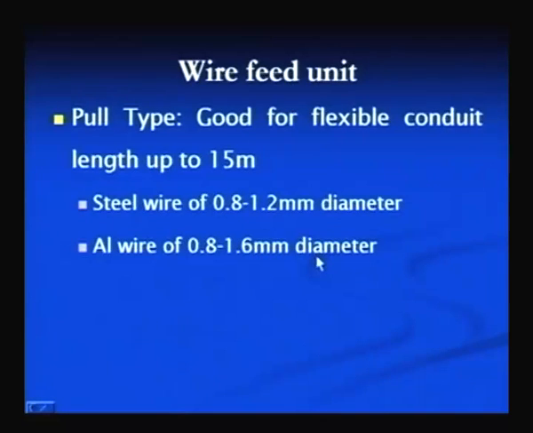Under the pulling conditions, chances for bending of the feed wires are less, and that is why even small diameter electrodes can also be used with the pull type wire feed unit. But there is only the possibility that if the frictional forces are too much, then the wires can break, or fracture can take place due to the excessive pulling of the electrode wires.